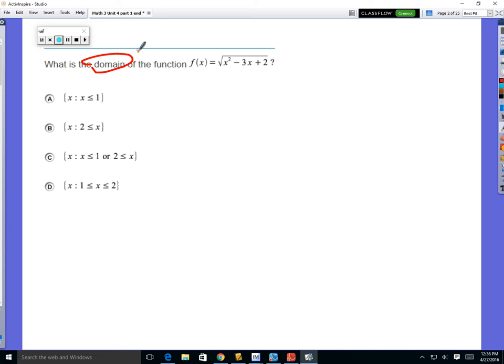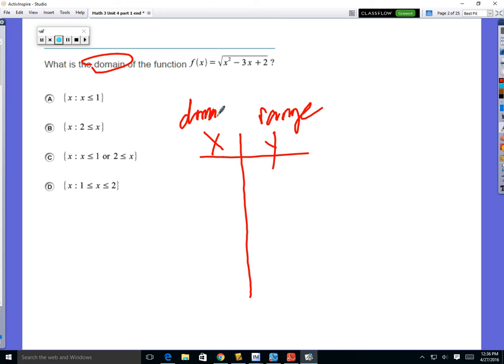Okay, there's like 4 or 5 domain questions in here. So the domain of a function, the domain is the X, and the range is the Y. Domain is what you plug in, the input. The output is the range. So it's easy if you look at the graph.